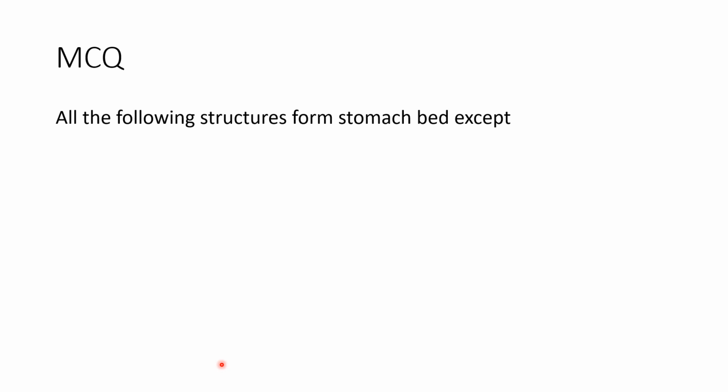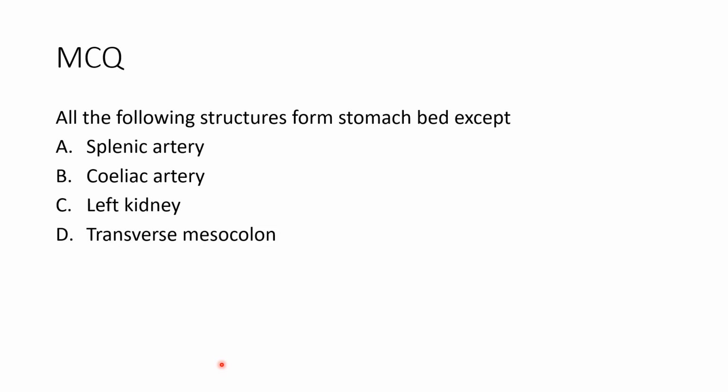Now let us answer the multiple choice question. All the following structures form the stomach bed except: splenic artery, celiac artery, left kidney and transverse mesocolon. Among these four, the one that does not form the stomach bed is the celiac artery. Hope you have understood about the stomach bed.